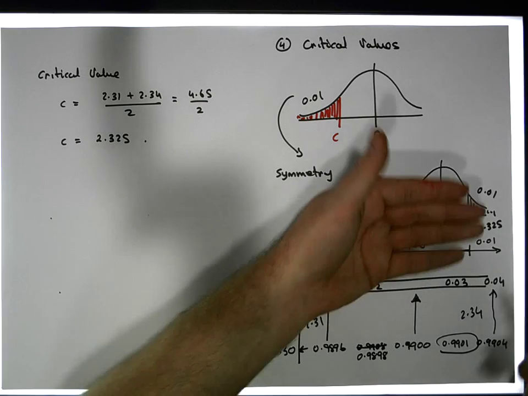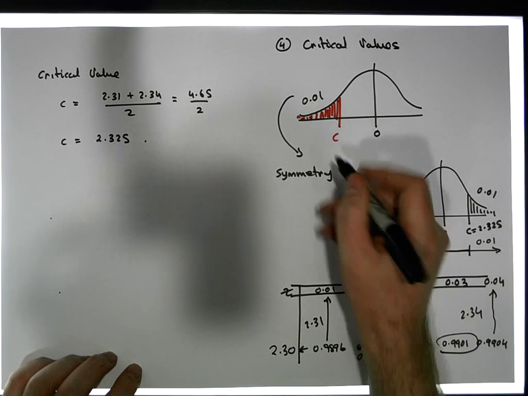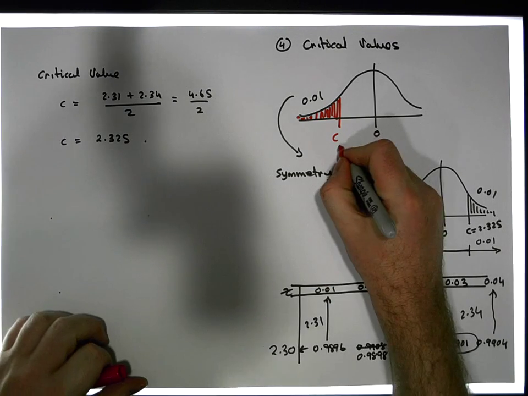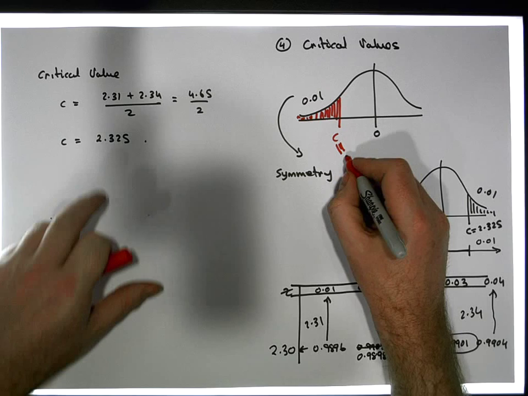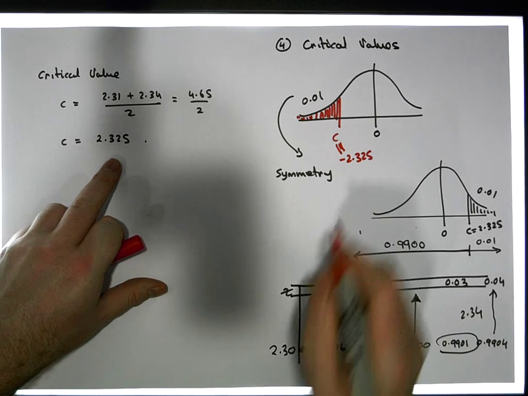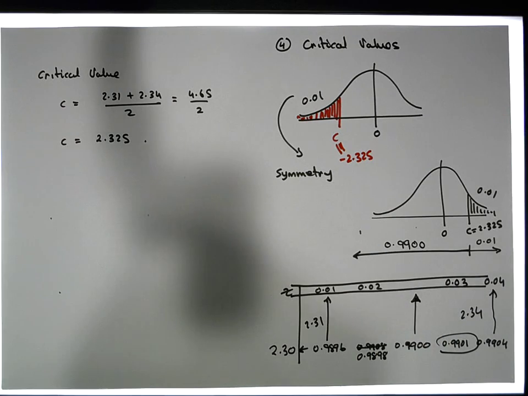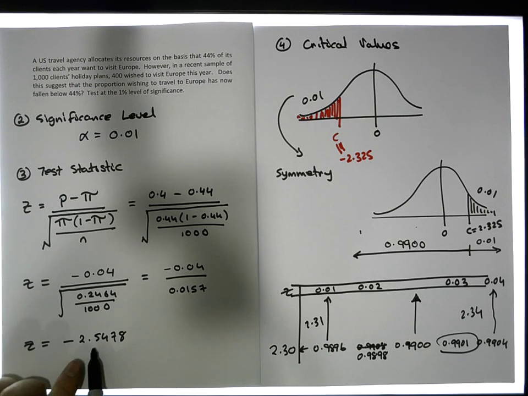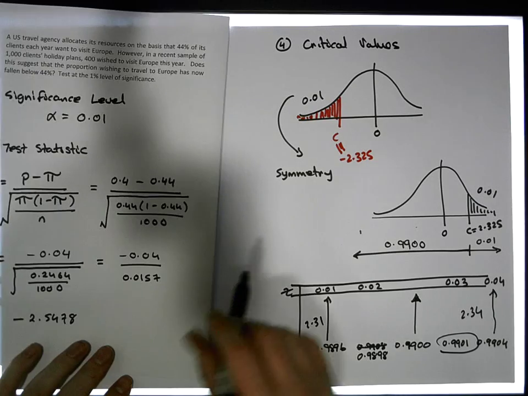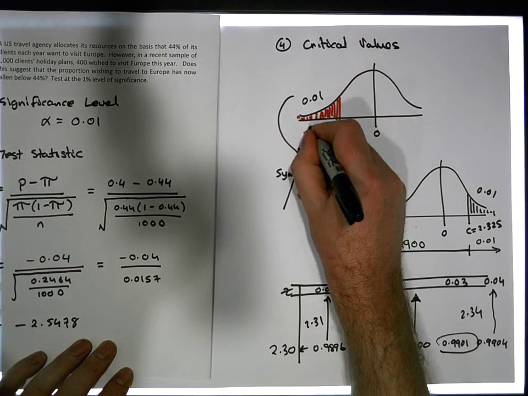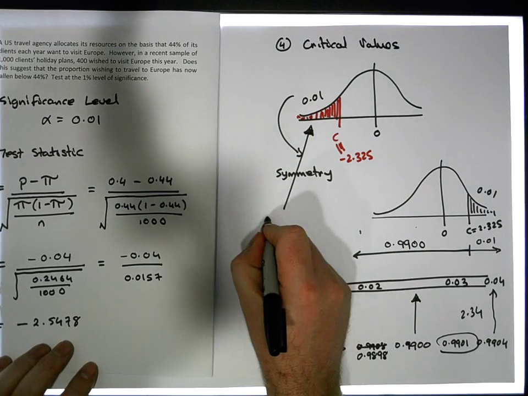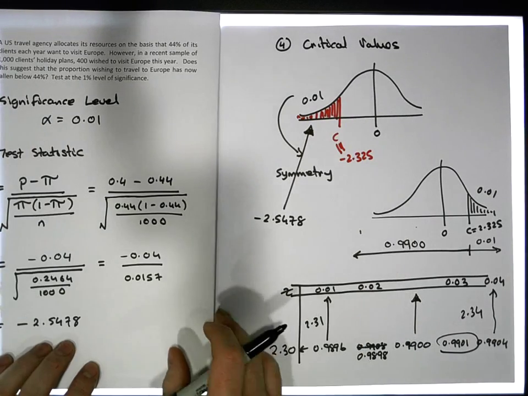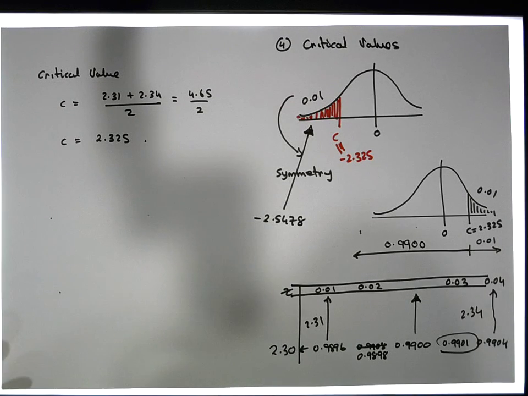So we know through symmetry that this particular critical value here is the same as that critical value over here, except that this one is negative. So this is equal to minus 2.325. Now what we know from our particular test is that our test statistic is minus 2.5478. So our Z value is actually here, at minus 2.5478. It falls into our rejection region, if that makes sense. So once again here we're going to be rejecting. So let's do that. This is our decision.